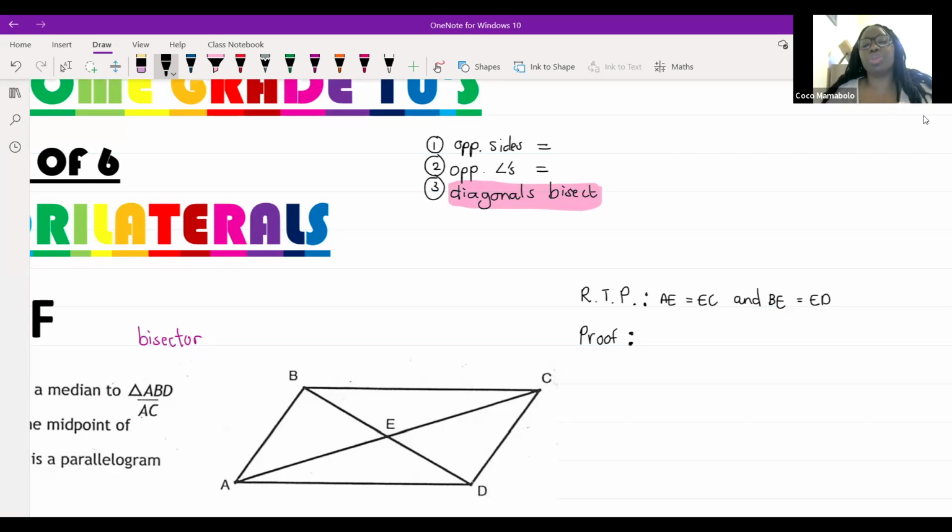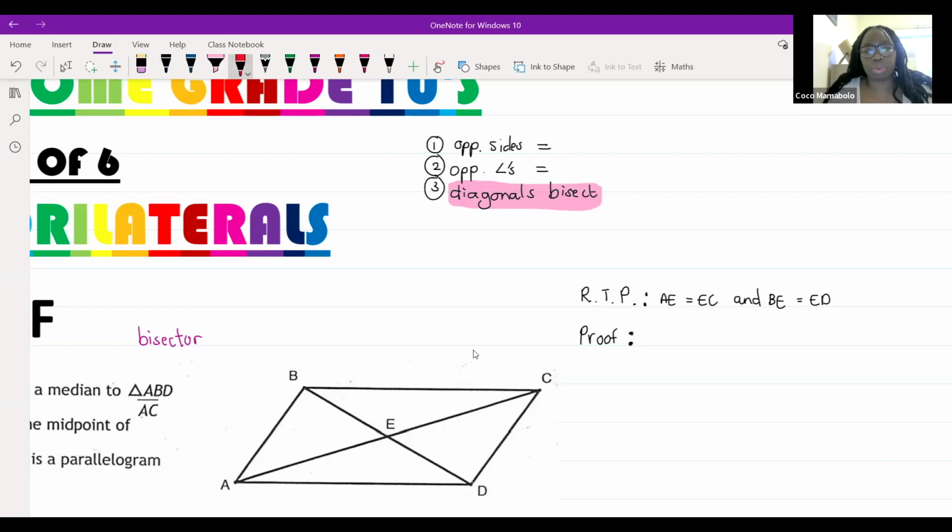Which one of the two uses sides as a proof? Correct, absolutely. It is congruence because we need to prove that sides are equal to each other. Right? Not sides in proportion. Sides are equal. So that tells us that we need to now look at congruence.